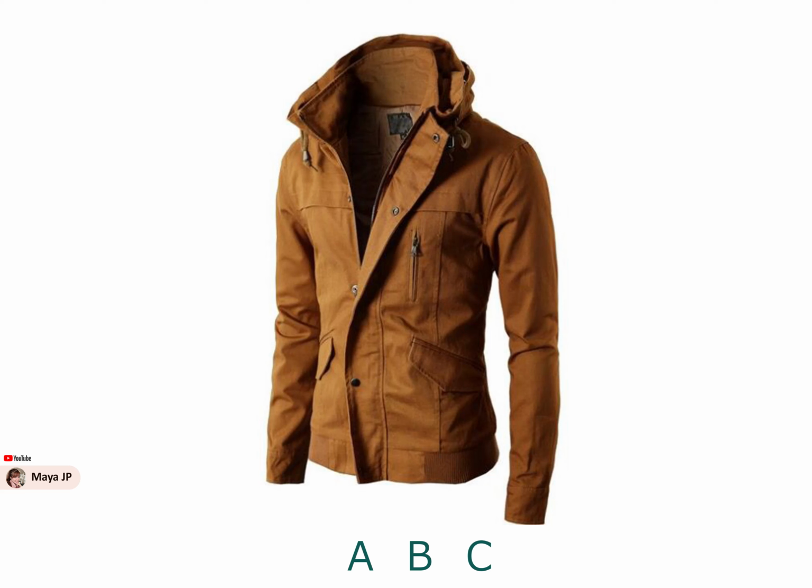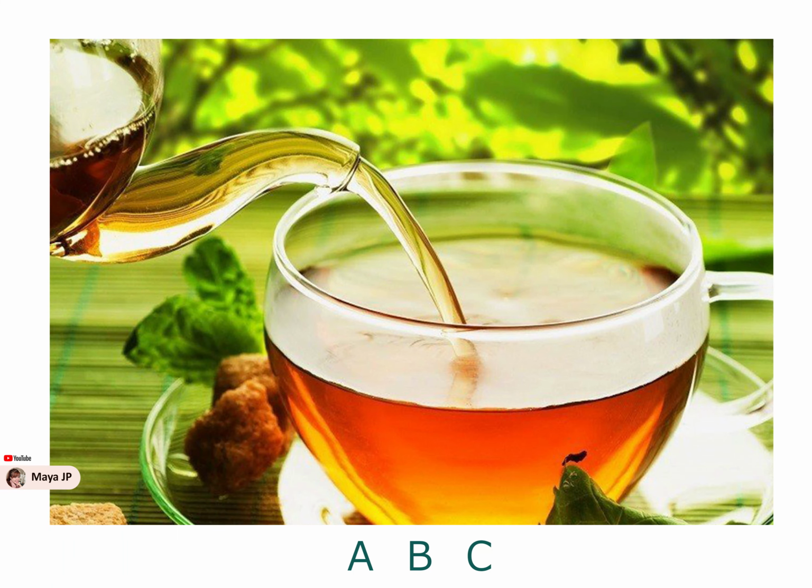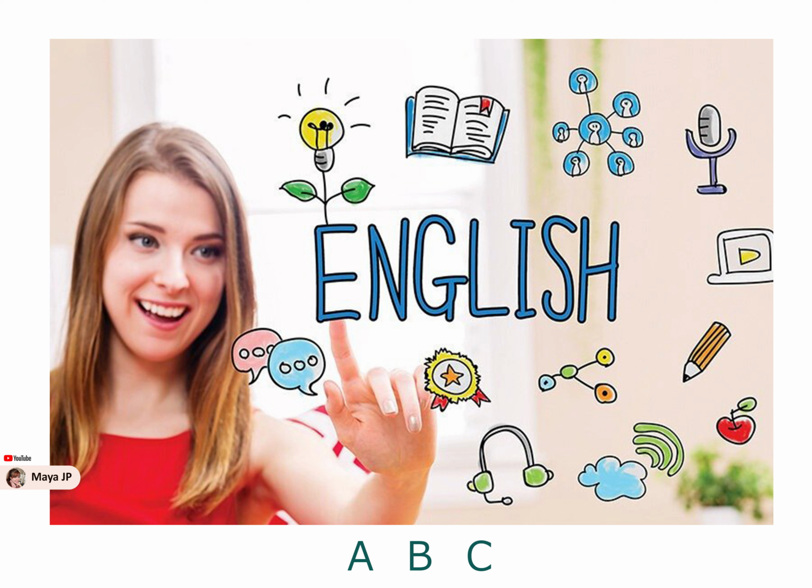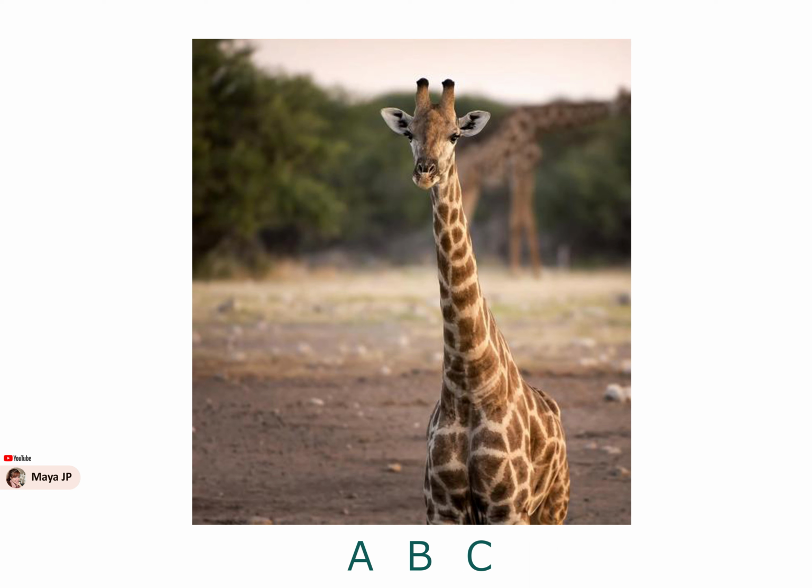Number one, A, a hat, B, a jacket, C, a bag. Number two, A, tea, B, bubble tea, C, water. Number three, A, a dolphin, B, a shark, C, a yellowfish. Number four, A, Vietnamese, B, Japanese, C, English. Number five, A, a giraffe, B, a pigeon, C, a gecko.